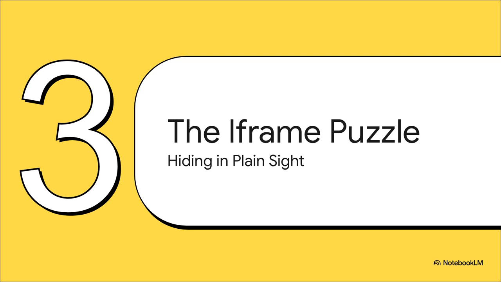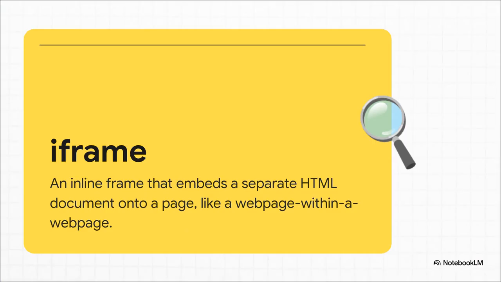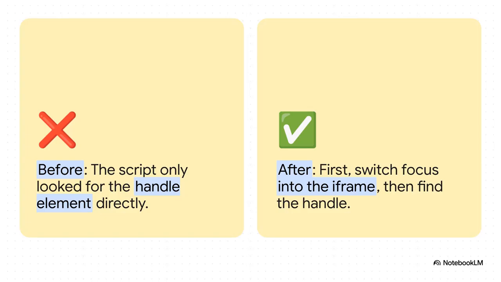We pop open the dev tools, inspect the page's structure, and there it is, the culprit. Turns out the resizable widget isn't actually on the main page. It's living inside something called an iframe. So what's an iframe? Well, the easiest way to think about it is like a window inside your web page that's looking out onto a completely different web page. Our script was busy searching the main room, but our little resize handle was outside in the garden, visible only through that window. So how do we fix this?